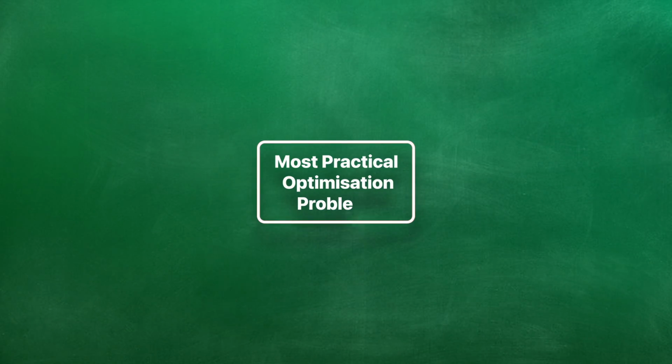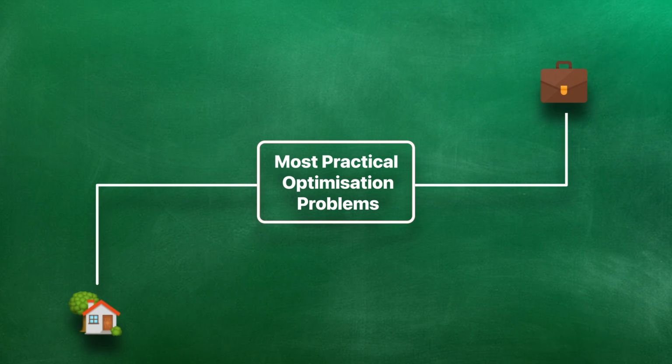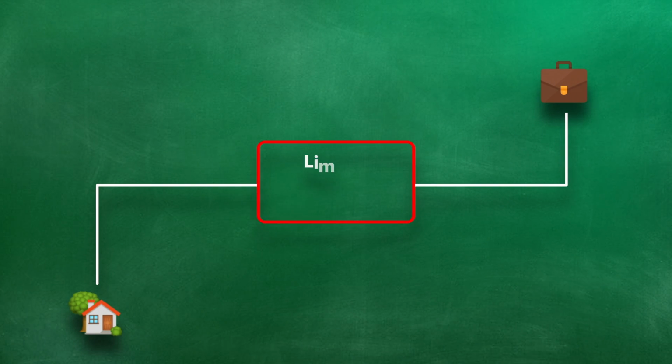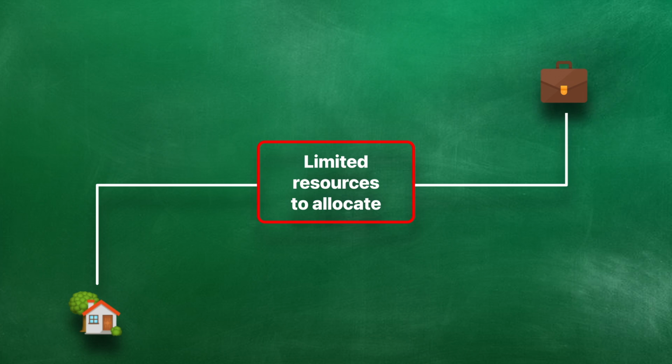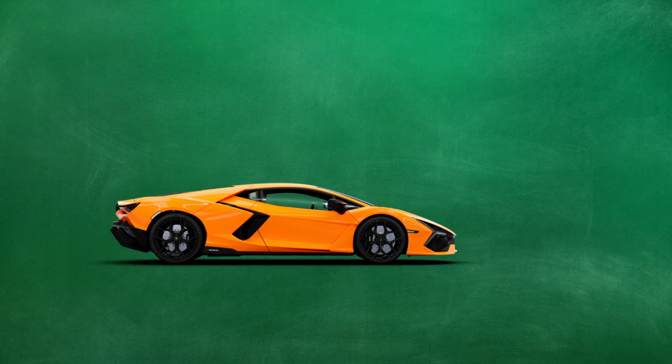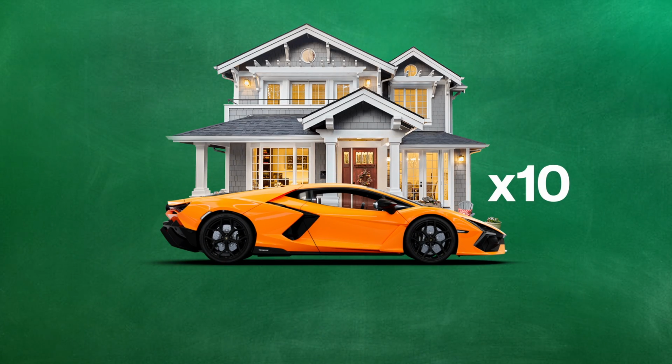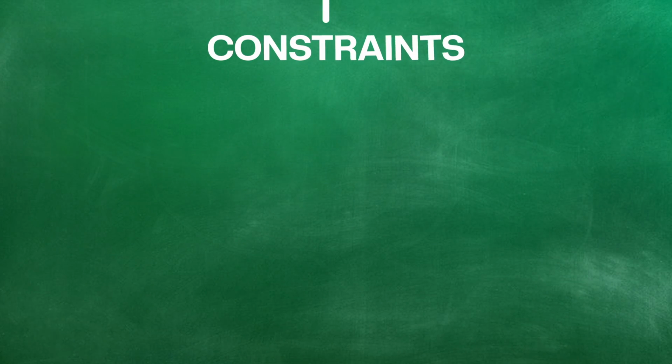In many practical optimization problems that you might face in your life or work, there are limits to the resources you can allocate in the process of maximizing your gain. As such, the variables you are manipulating can't just have any value. Say you want 10 Lamborghinis and a house, but like most of us, you have a limited amount of money. The money you have is what we call a constraint in optimization.